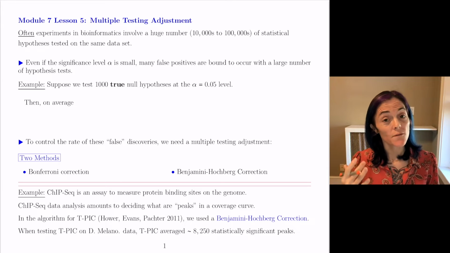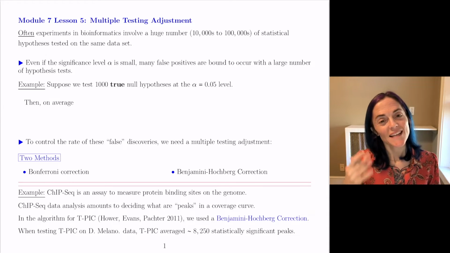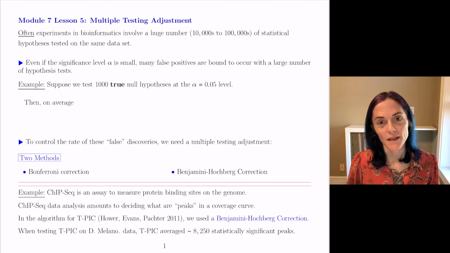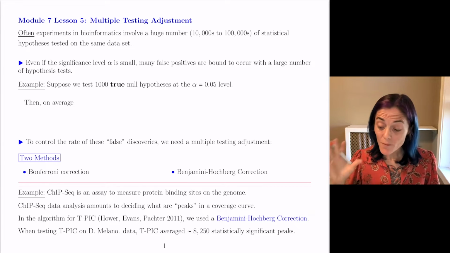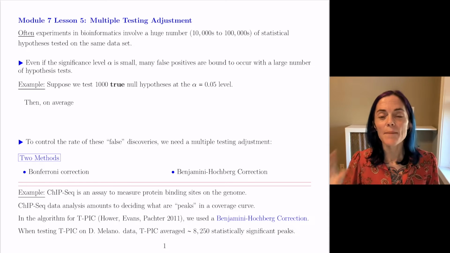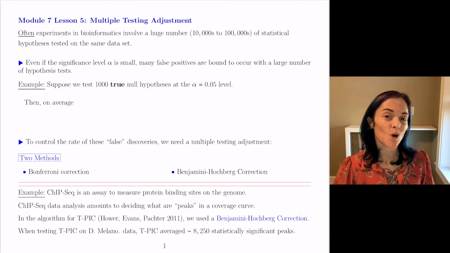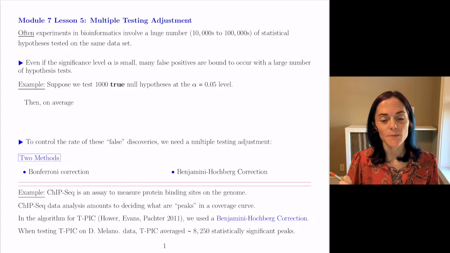Now, as with a few other lessons in this module, I'm going to do an overview and short lecture all in one video. So, what we are discussing is when you have many hypothesis tests on the same data set, and we need to correct for that with an adjustment.